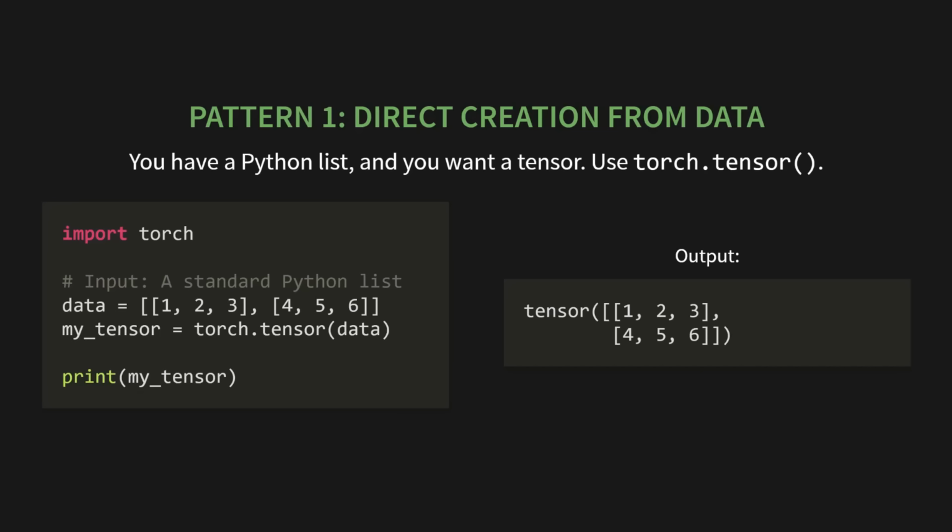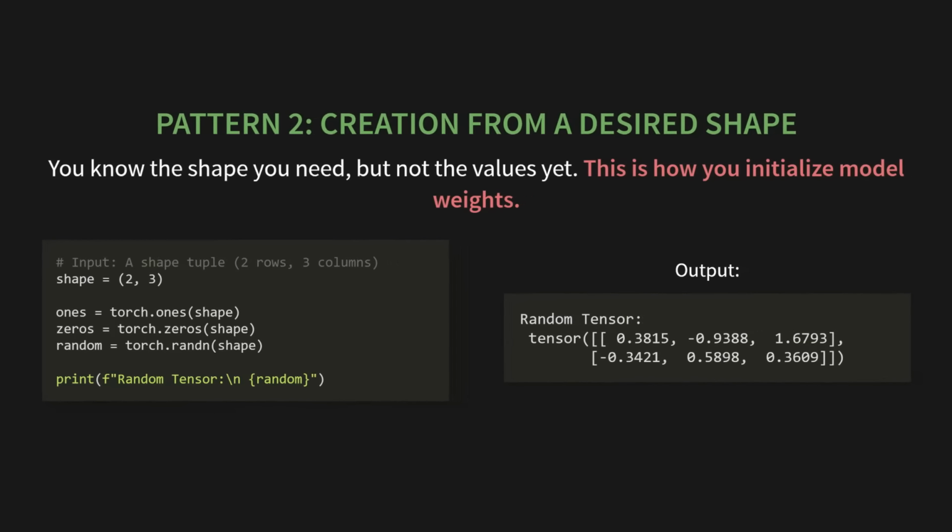First, we'll import torch. Then we create a standard Python list called data. Let's say it's a list of lists with 1, 2, 3 in the first row and 4, 5, 6 in the second. Then we just call my_tensor equals torch.tensor and pass in our data. When we print my_tensor, look at this output. We get a beautiful tensor object that perfectly mirrors our list. Tensor. And inside, we see 2 rows, 1, 2, 3, and 4, 5, 6. Easy, right?